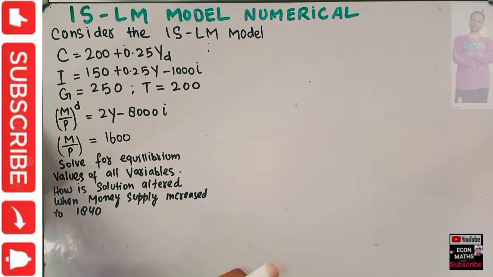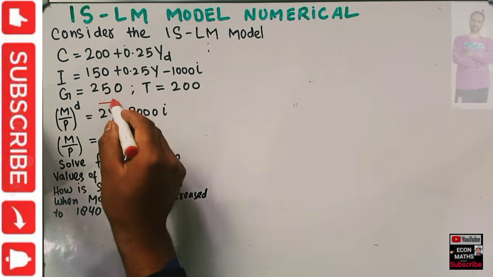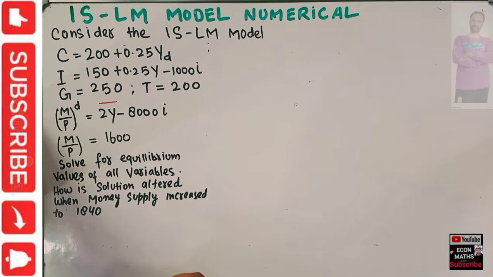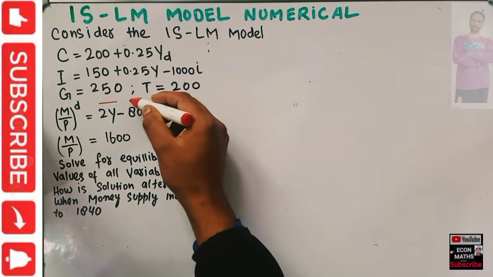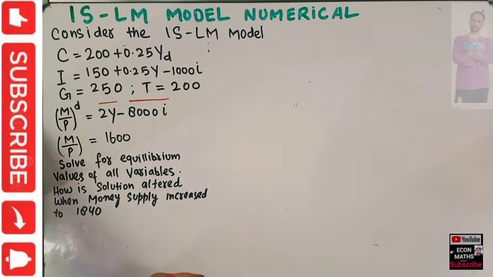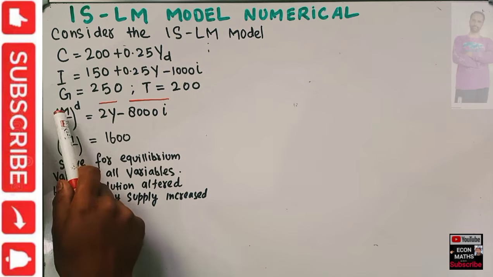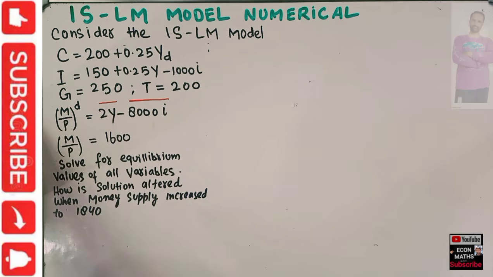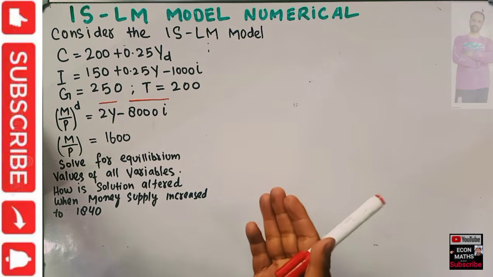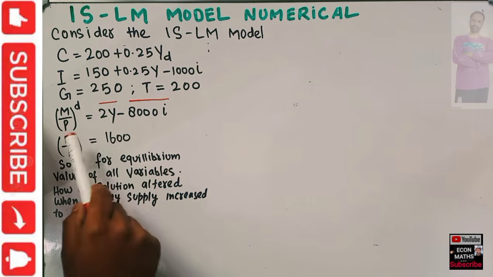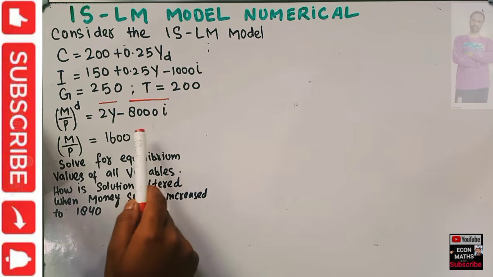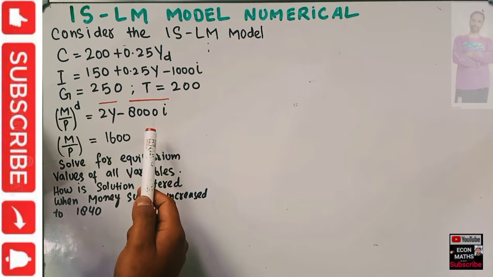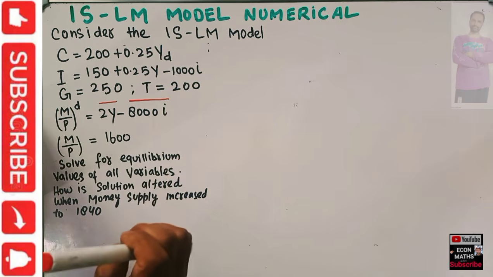How do you interpret this? This 2Y shows us the transactionary demand for money, and this second term shows us the speculative demand for money. That means money demand is directly proportional to the income and inversely proportional to the interest rate. Our money supply is 1600, which is fixed or exogenous. This is also autonomous here.